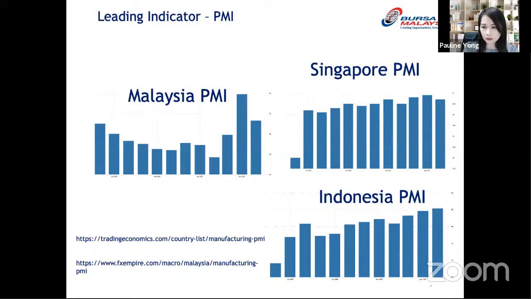Okay, if it's above 50, then it is expansion. So we should be looking at economic recovery. Of course, the lockdown month is June, so we still need to see the June figure and then the July figure. So this will be about 1 or 2 months later. But what we are seeing here is that it's a recovery.